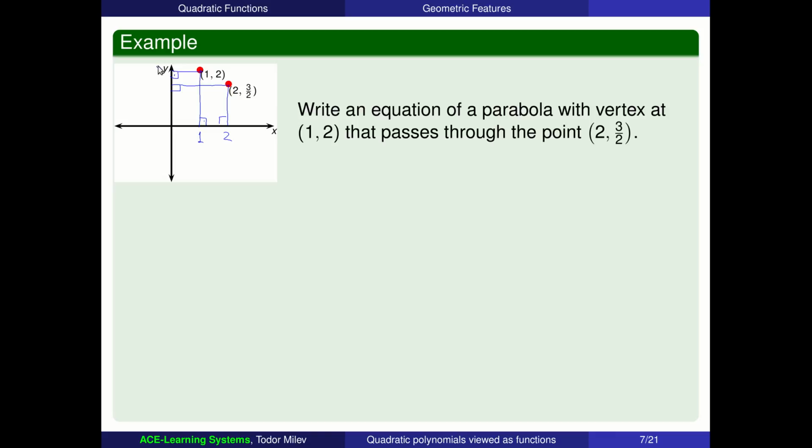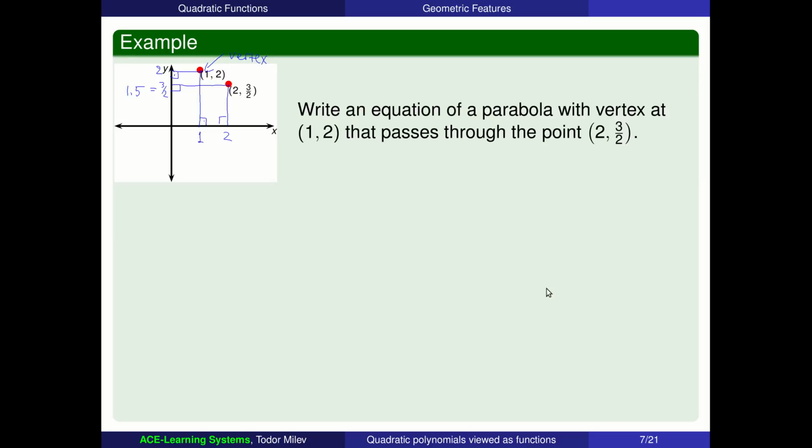So here we have the number 2, and here we have the number 3 halves. 3 halves is of course 1.5. Okay, so here are our 2 points. This point is the vertex, and this is just a point through which the parabola is going to pass.